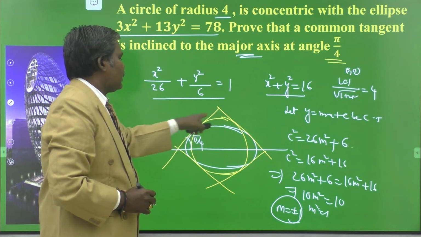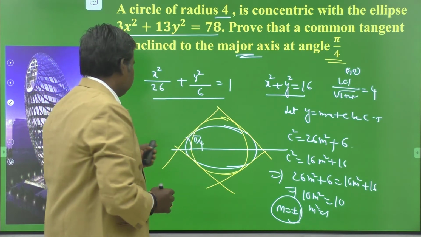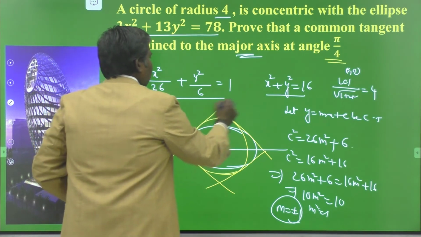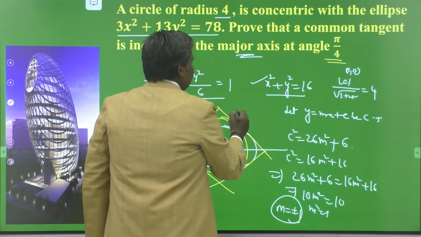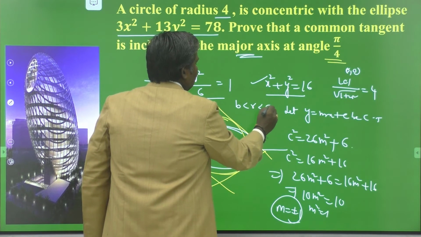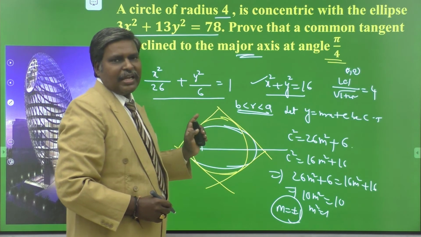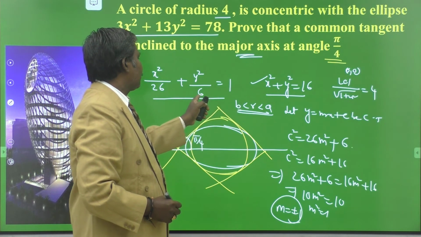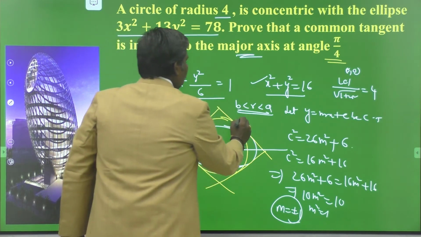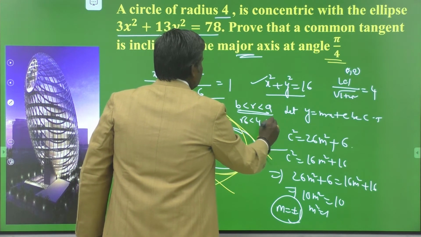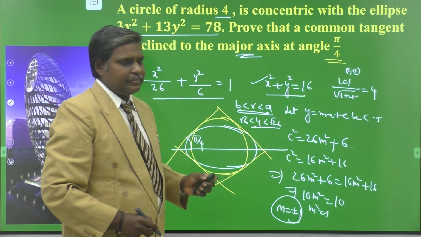So your circle intersects the ellipse at 4 points, then we get the common tangent. Is it possible or not? Here, one circle of radius r units intersects the ellipse at 4 points only under the condition b less than r less than a. What is b here? Root 6. What is a here? Root 26. What is r? 4. Root 6 less than 4 less than root 26. Am I correct? That is why we are obtaining this.